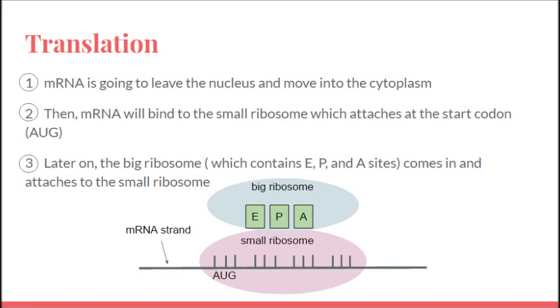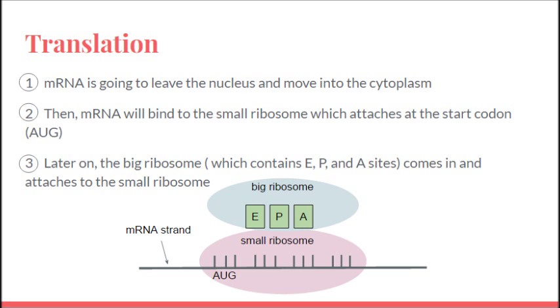Translation is a process in which ribosomes are creating proteins. The process occurs in the cytoplasm, mainly on ribosomes. In the first step, mRNA is going to leave the nucleus and move into the cytoplasm. Then, mRNA will bind to the small ribosome, which attaches at the start codon AUG. A codon is a grouping of 3 nucleotides that provide information.